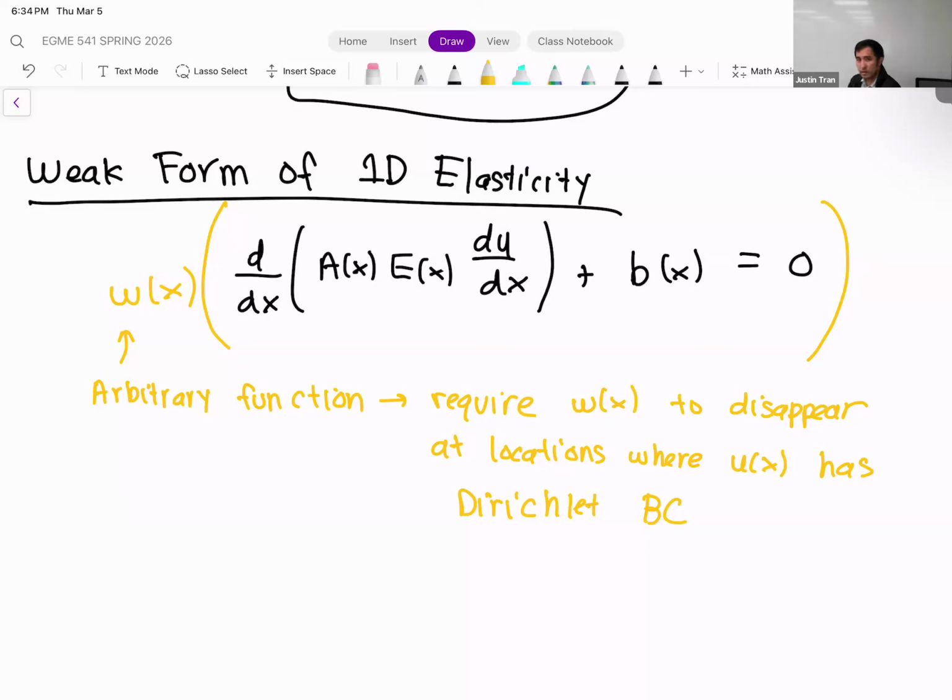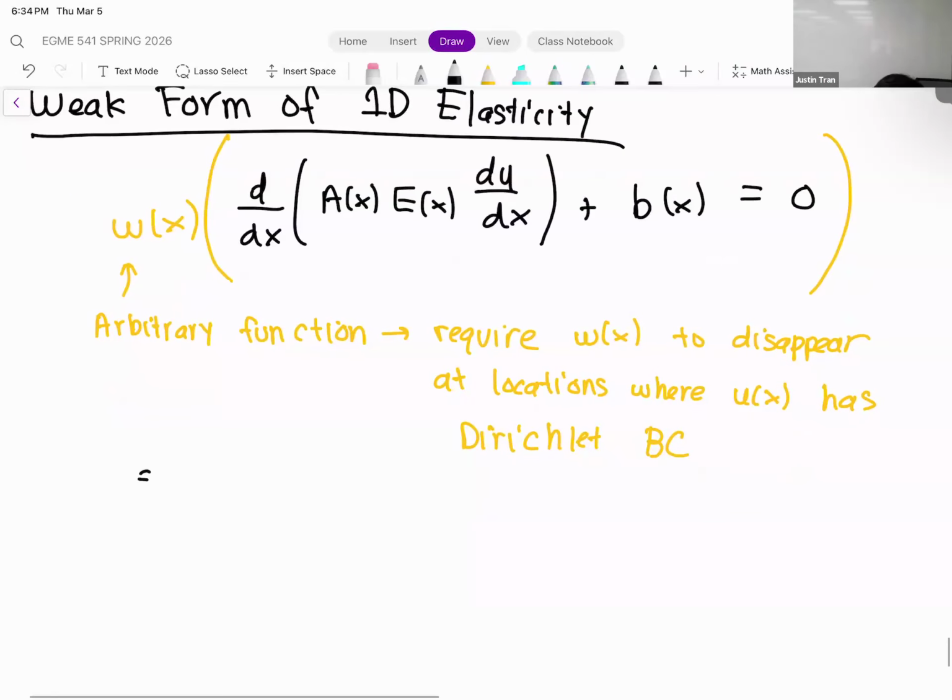Remember, we're only looking at the differential equation here, but this differential equation is part of a boundary value problem. So we already know, or should know at this point, at what locations u(x) is going to be equal to a Dirichlet boundary condition. The way that we express this is, for locations where u is at our Dirichlet boundaries, and that's the generic notation for that.